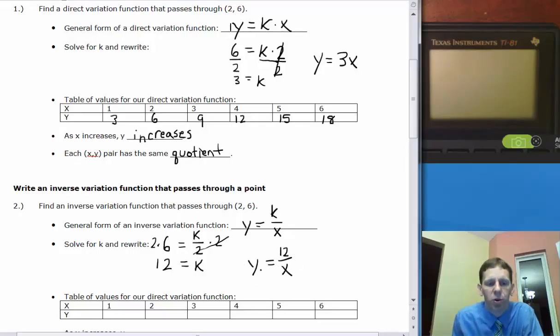What we're going to do next is plug in each of these x values into this equation. If we do 12 divided by 1, we get 12. If we do 12 over 2, we get 6. 12 divided by 3 is 4. 12 divided by 4 is 3.